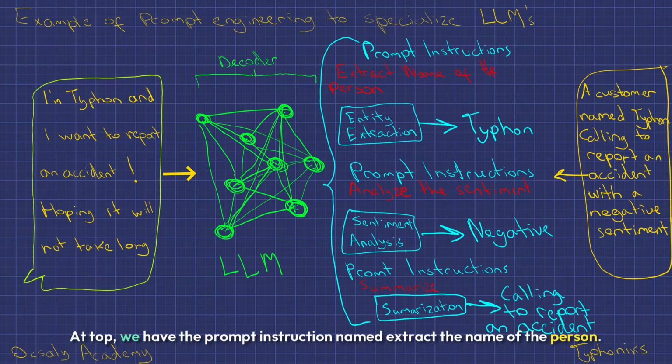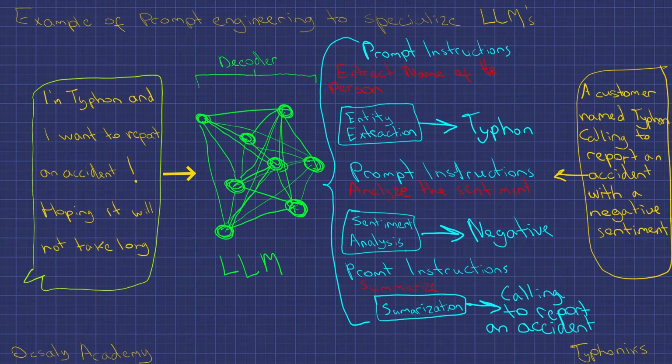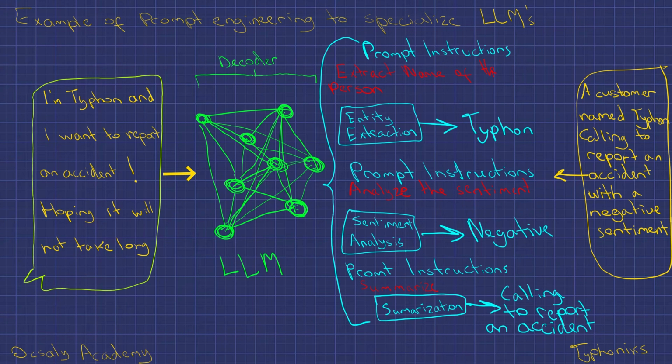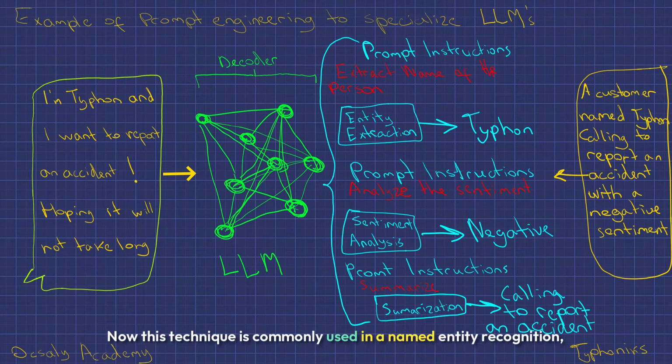At top, we have the prompt instruction named extract the name of the person. Here we have the model output: Name is Typhoon, and here the LLM identifies Typhoon as the person mentioned in the input text. Now, this technique is commonly used in named entity recognition, NER, where the model detects names of people, places, and organizations from a given text.